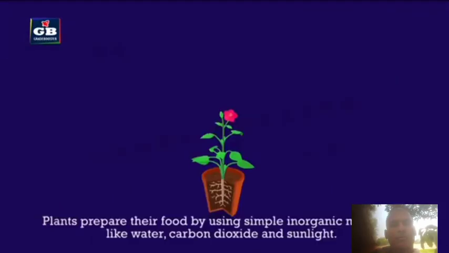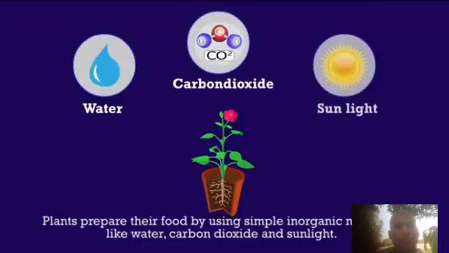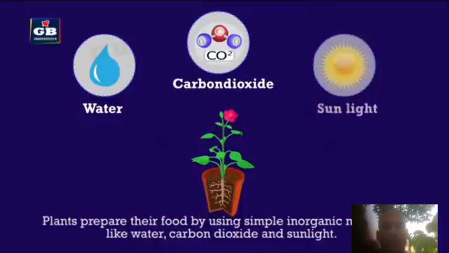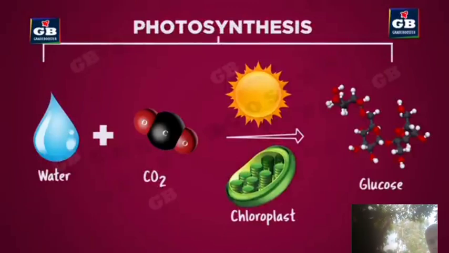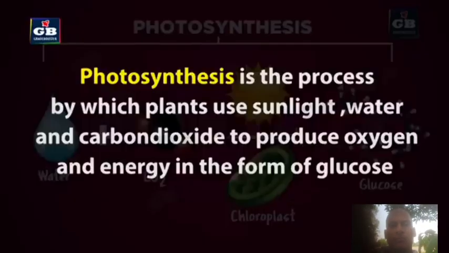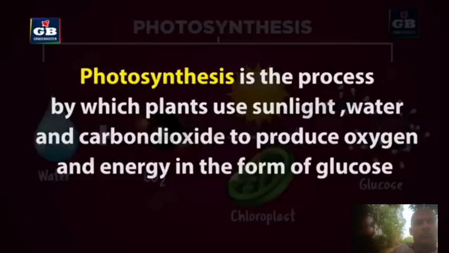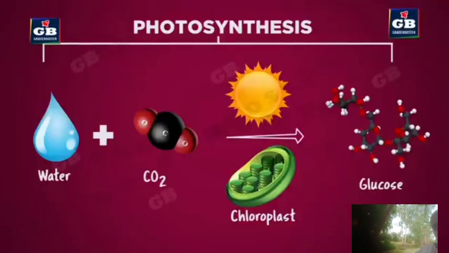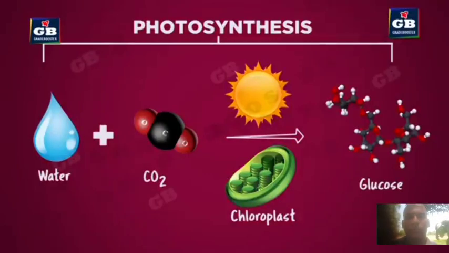Nutrition in plants. Plants prepare their own food by using simple inorganic materials like water, carbon dioxide, and sunlight. This process is called photosynthesis. Photo means light and synthesis means making or preparation. Now let us see the definition of photosynthesis. Photosynthesis is the process by which plants use sunlight, water, and carbon dioxide to produce oxygen and energy in the form of glucose. That means in photosynthesis, water, carbon dioxide, and sunlight are the raw materials, glucose and oxygen are the products.